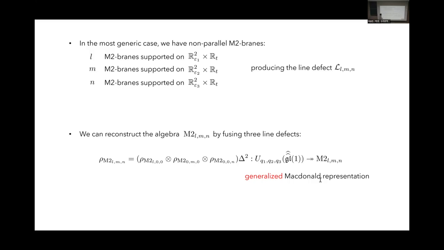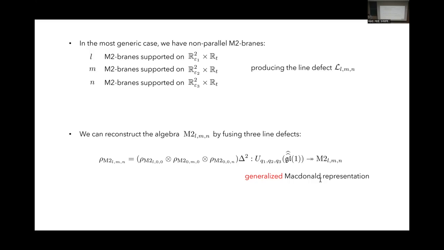But what can you do? You fuse these three line defects into a single line defect using the coproduct again. So feed the coproduct twice and then map it through the tensor product of M2 L00, M2 0M0, M2 00N, and you get some map. I define the image of this to be M2 LMN, which is embedded in the tensor product of three spherical DAHAs.